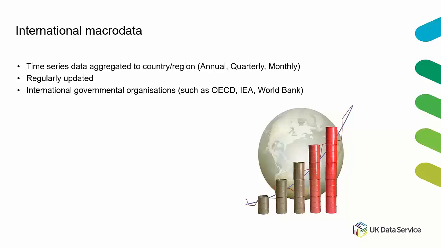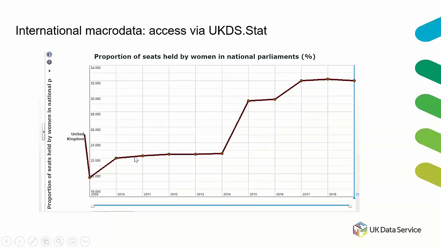It's typically produced by international government organisations, and it covers a wide range of topics such as economics, trade, industry, employment, human development, demography, and many other topics. It is really useful to compare differences between countries and also to look at change over time. Here is an example of that. This is a chart which shows the proportion of seats held by women in Parliament in the United Kingdom over time. This chart has been generated using ukds.stat, which is a tool that you can access on the UK Data Service website, and you can use this to explore the international macro data that we hold.